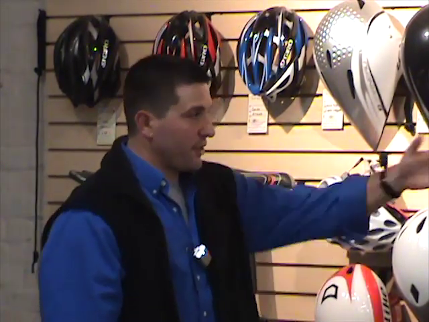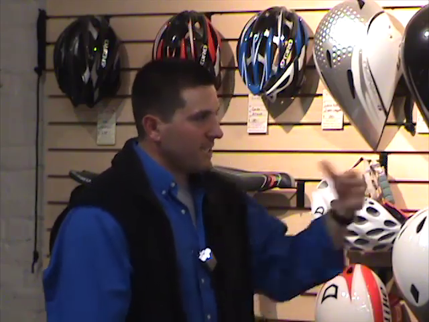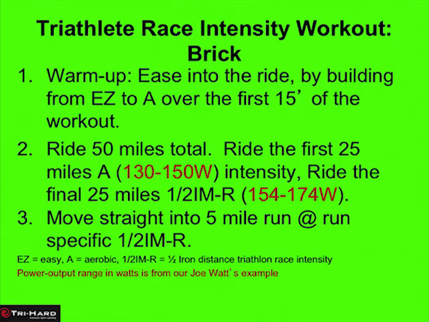For a triathlete, it might be a brick workout. So maybe they're going to do a 50-mile ride. They're going to warm up into the ride over the first couple of minutes. For the first 25 miles, Joe Watts is going to ride at 130 to 150 watts roughly, his aerobic range. He gets to the final 25 miles of that ride, and he's going to ride at an estimate of his half Ironman race intensity, and he's going to hold that 154 to 174 watts.